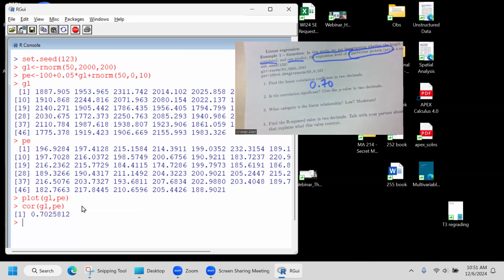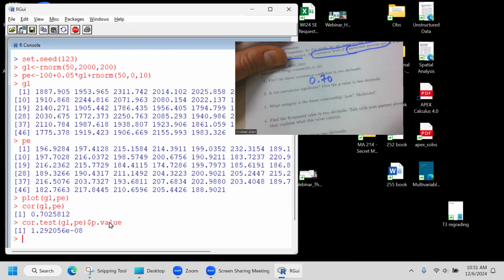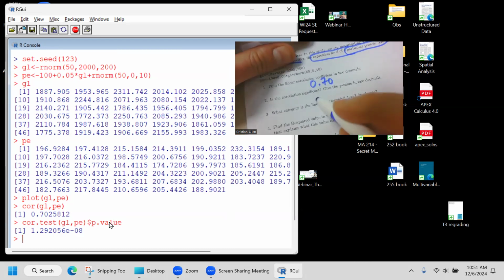Now the next question asks: is the linear correlation coefficient significant? Give the p-value. That's a hypothesis test, and R has the capability for that with cor.test. We're probably going to want just the p-value from that, since it's going to give us a lot of other information as well. The p-value is significant. It's less than 0.05.